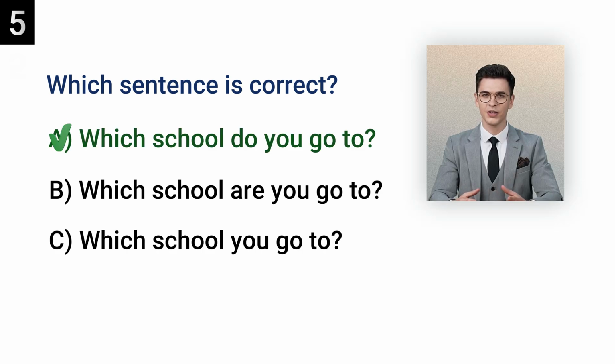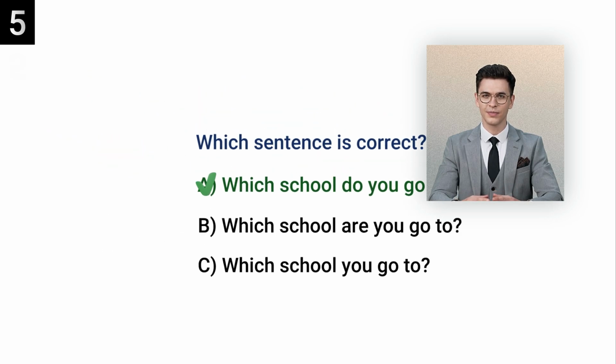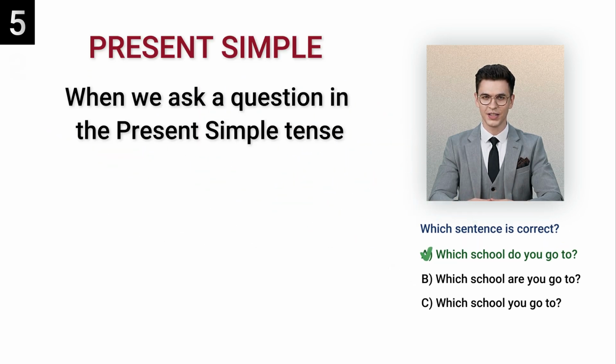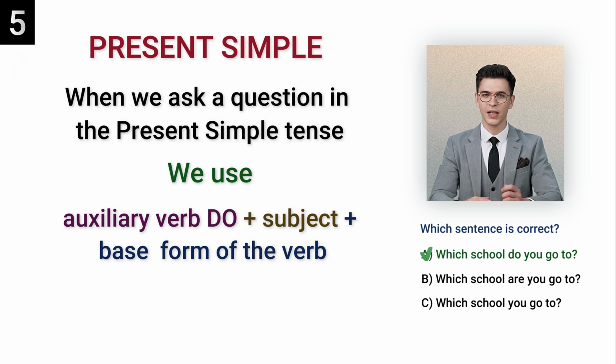The correct option is: which school do you go to? When we ask a question in the present simple tense, we use the auxiliary verb do plus subject plus base form of the verb. Which school do you go to?